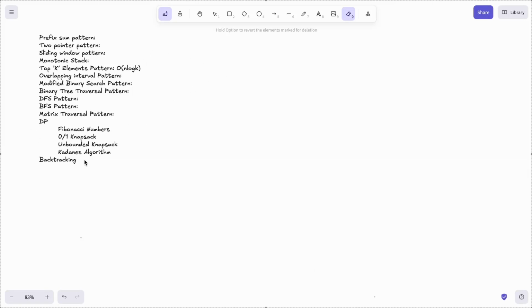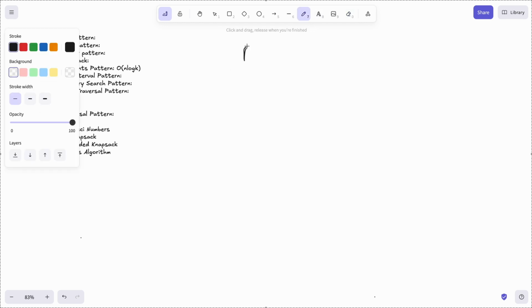Today we're going to be starting the dynamic programming series. And today we'd just like to talk about what dynamic programming is generally. So dynamic programming, called DP.